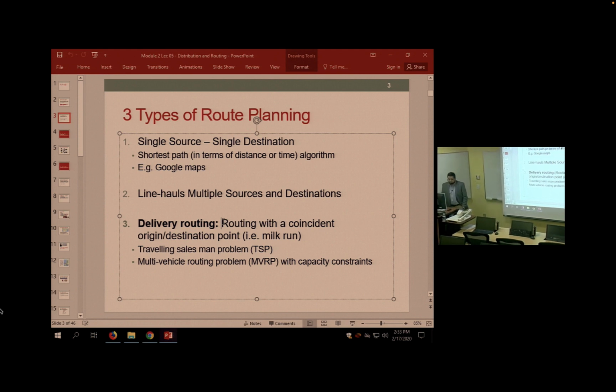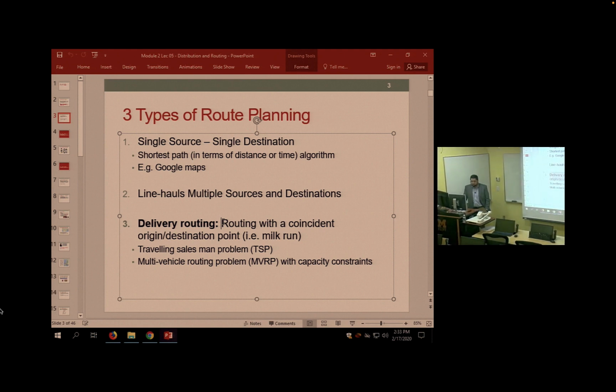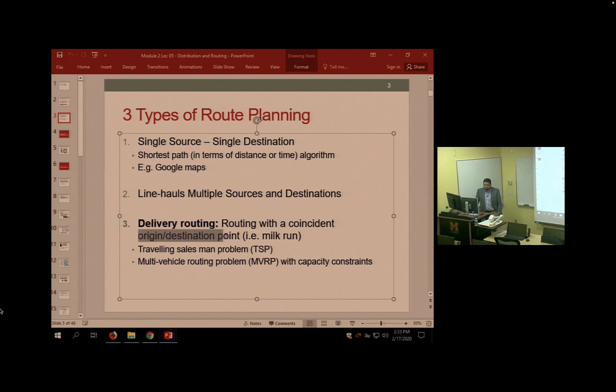We're going to spend most of the focus of today's lesson on the third type of problem, a milk run type of problem, where your starting origin and the final ending points are the same. And there are two versions of this problem that we'll talk about. One is called the traveling salesman problem, or TSP, and one is called the multi-vehicle routing problem, MVRP. And so we're going to look at how we solve these problems to come up with efficient routes. Before we start the third one, let me give you a brief picture of what the second type of problem looks like.